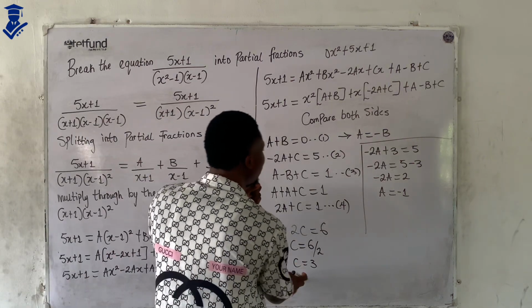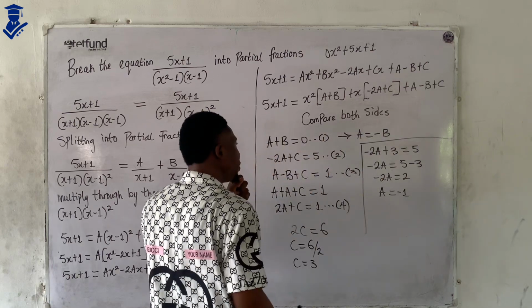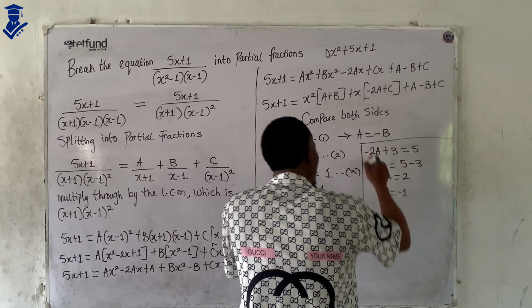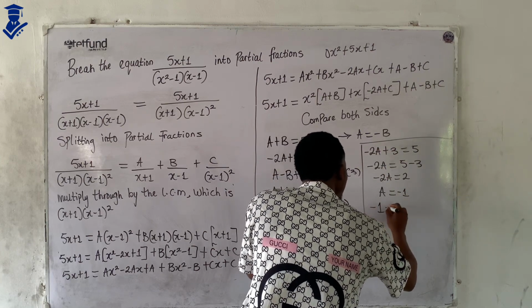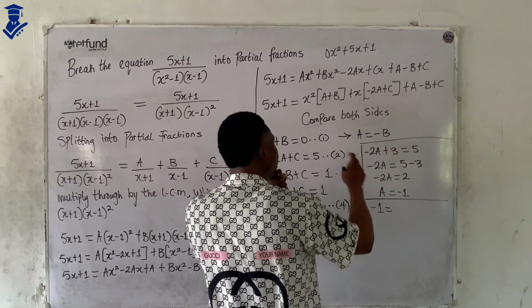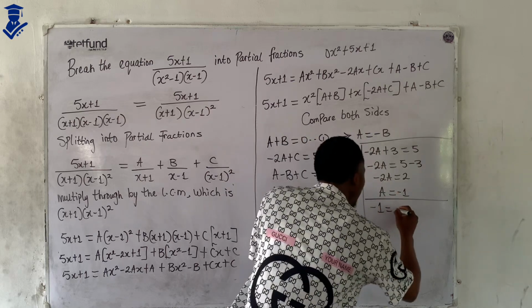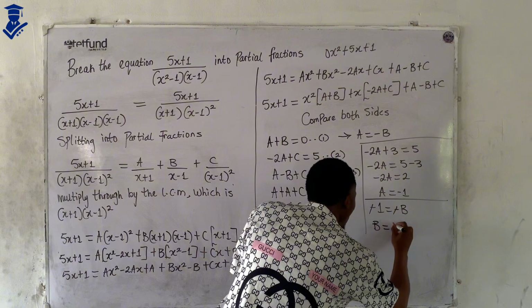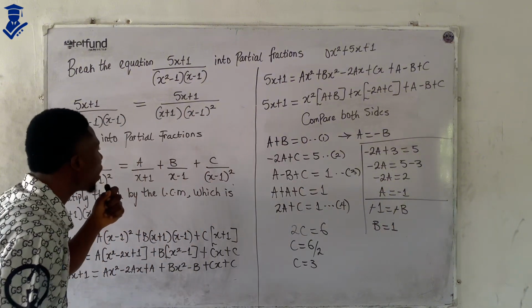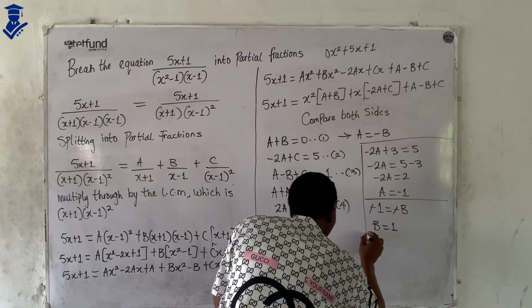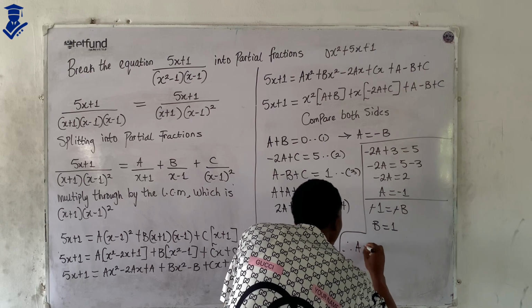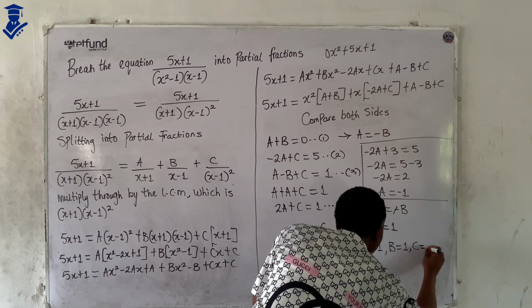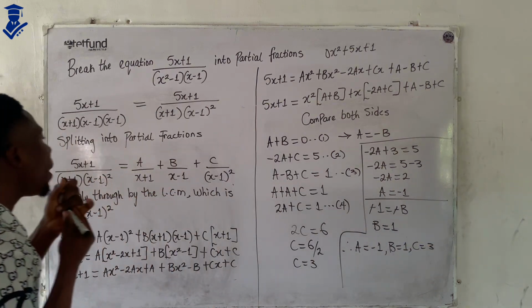Now we found c, we found a. Now let's find b. Now you have a to be minus 1. So putting a as minus 1 here, because minus 1 is equal to minus b, so minus will cancel minus. It means that b is equal to 1. So have we found all our constants? Yes. So therefore we have it that a is equal to minus 1, b is equal to 1, and c is equal to 3.